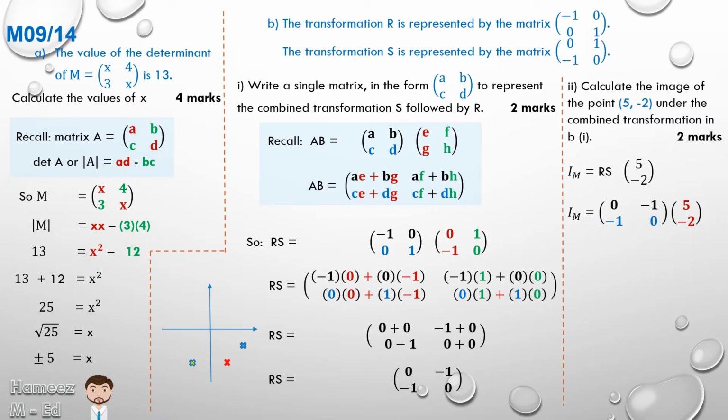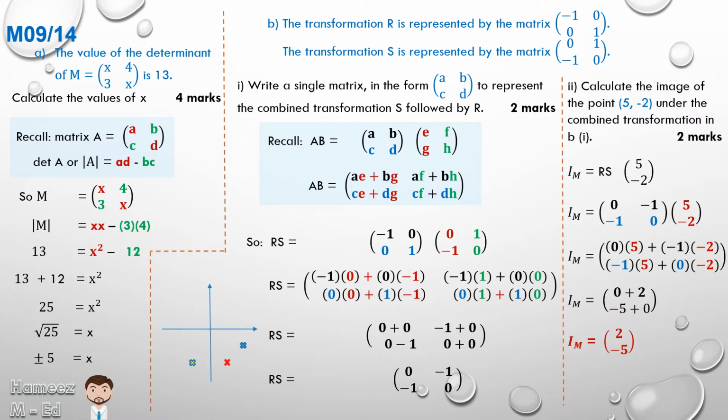The top row by the column, 0 times 5 plus minus 1 times minus 2. And then the second row by the column, minus 1 times 5 plus 0 times minus 2. And we can simplify, 0 by 5 is 0, and minus 1 by minus 2 is plus 2, and minus 1 by 5 is minus 5, and 0 by minus 2 is 0. And finally, what is the image of our point? It will be 2, minus 5. And we can see that clearly from our sketch.